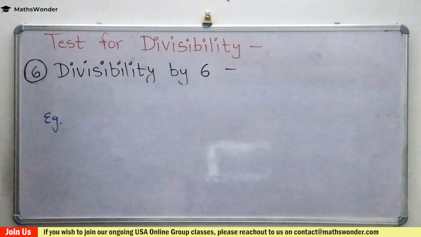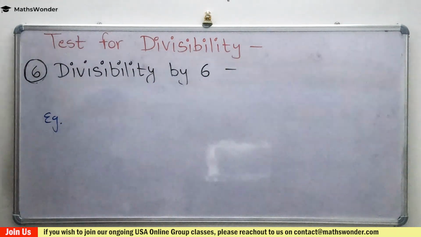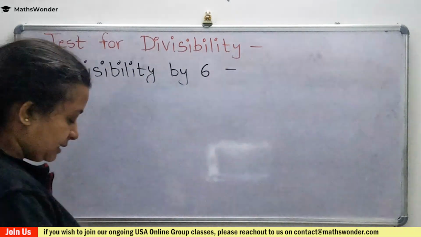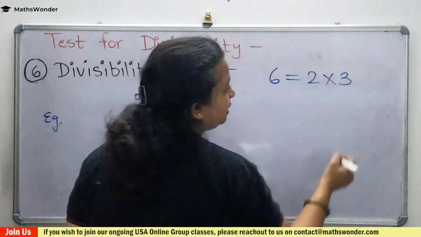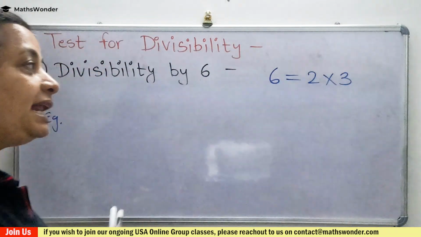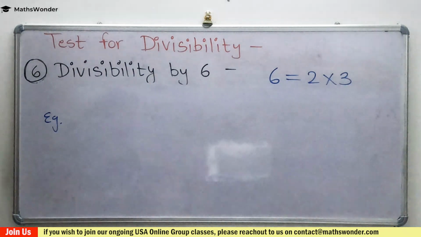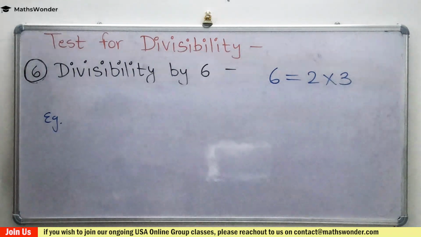Okay. Now the divisibility by 6: any number which is divisible by 6 must also be divisible by 2 and 3, because 6 is the multiple of 2 and 3. So if your number is divisible by both 2 and 3, then we can say the number is divisible by 6. So any even number that is divisible by 3 is divisible by 6.